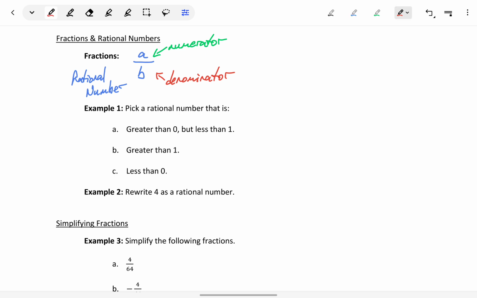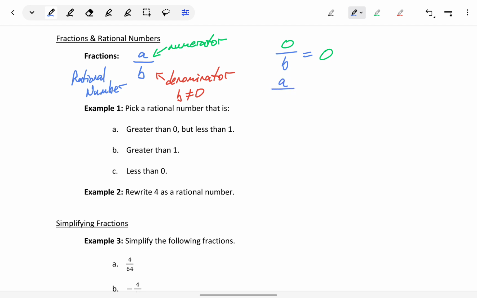We do have a specific restriction that we need to apply to this type of number, though, which is that the denominator b cannot be equal to 0. The numerator can be equal to 0, so we can have a fraction like 0 over b. That fraction would be exactly equal to 0 as long as b is not equal to 0.